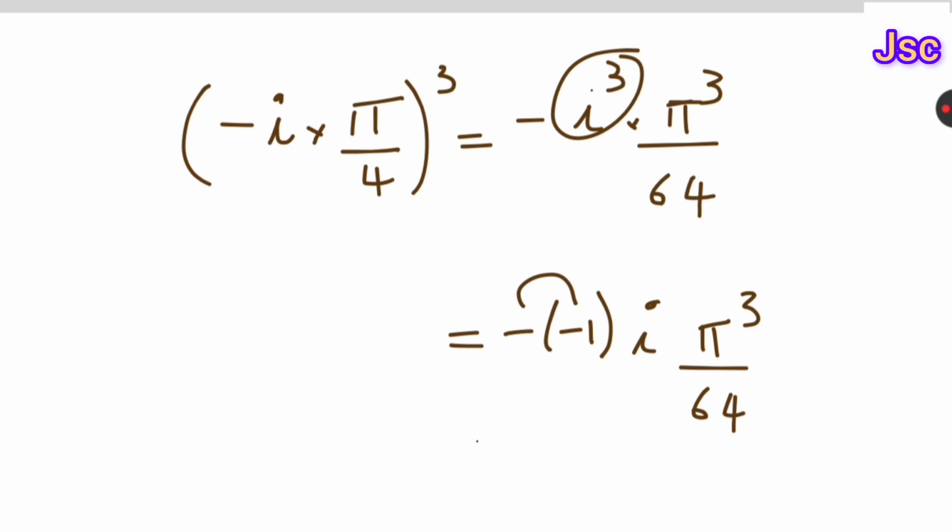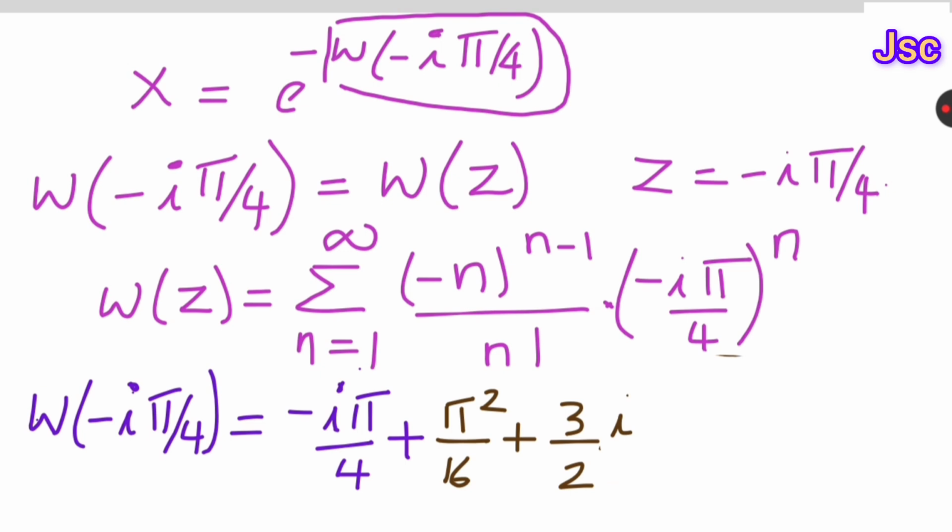Minus times minus gives plus. Plus times i is i times pi^3 over 64. Plus, now I am going to substitute n as 4. After substituting n as 4, you will get minus pi^4 over 96.